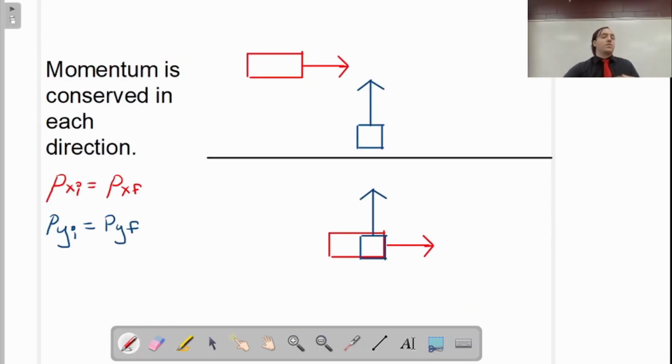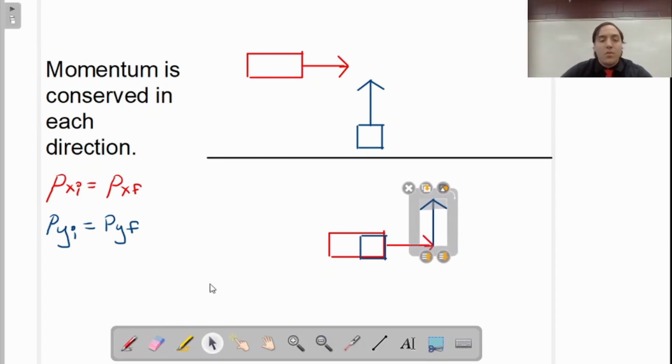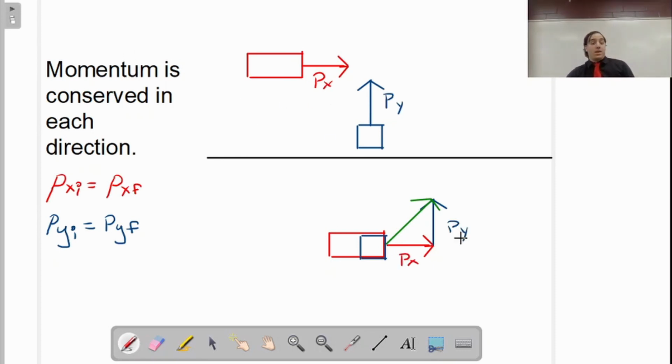Now, momentum is conserved in each direction. We can say that the total momentum is constant, but it's often easier to say that the momentum in the x direction stays constant and the momentum in the y direction stays constant. So if I have this red car and this blue car heading towards each other, each of their individual momentums, once they collide, will combine to make a total momentum like so. But the x values here in red and the y values here in blue don't change. The value for the momentum in the x direction is constant. The value for the momentum in the y direction is constant.